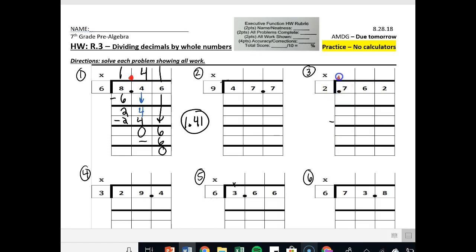Take your decimal, raise the roof, put it right up in your answer. All right. Now, how many times does 2 go into 7? Well, it goes in there 3 times, because if it went in 4 times, that'd be 8, and that'd be too much. So 2 times 3 is 6. 7 minus 6 is 1.